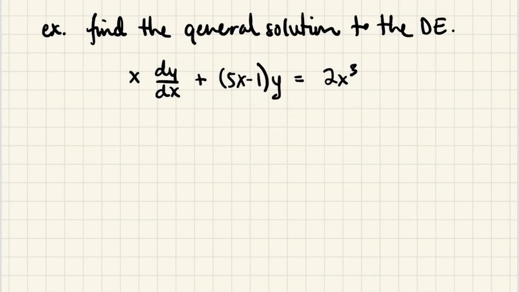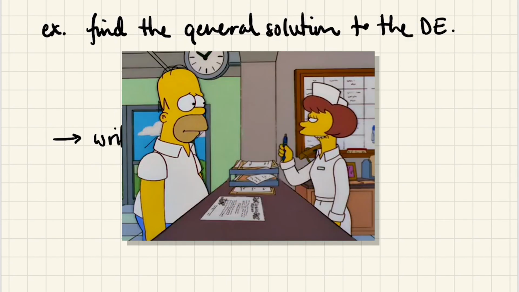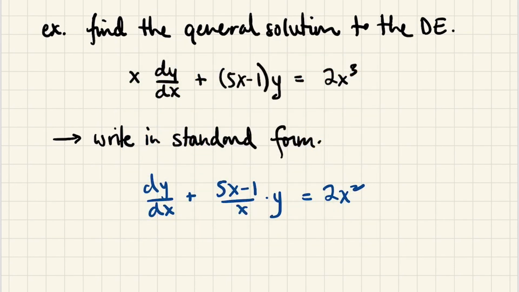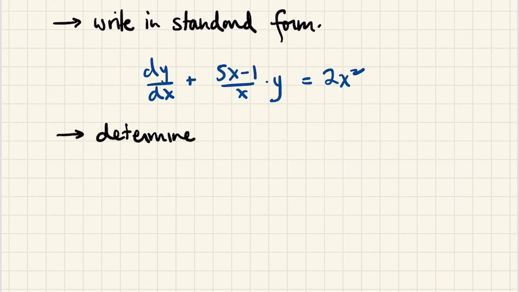Okay, first things first, let's write in standard form. So that's just a matter of dividing everything by x. It's a standard form. Very good. So now let's determine our mu, the integrating factor.